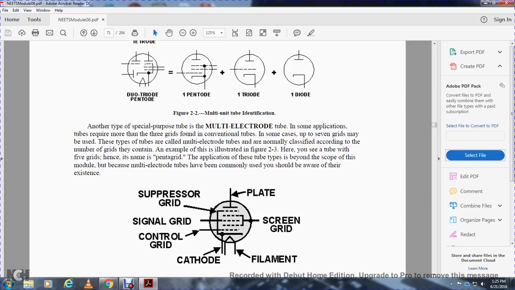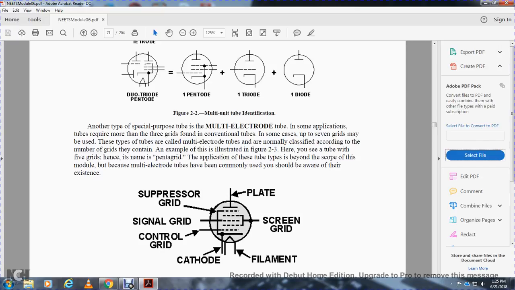These tubes are called multiple electrode tubes and are normally classified according to the number of grids that they contain. An example is illustrated in Figure 2.3, where the tube has 5 grids, hence the name pentagrid. The application of these tubes is beyond the scope of this module, but since multiple electrode tubes are commonly used, you should be aware of their existence.